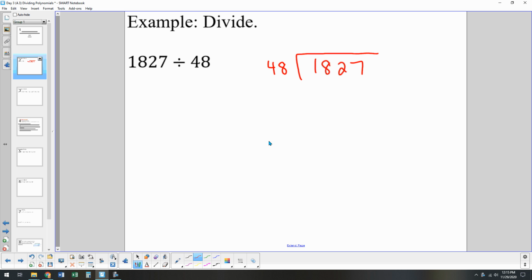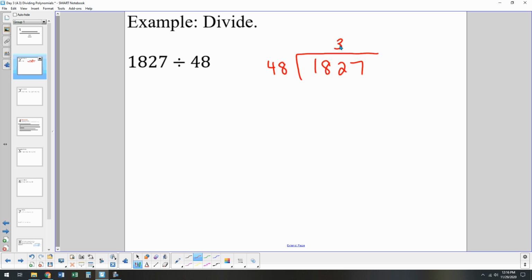So what we're looking for is how many times 48 goes into 1. That's none. How many times 48 goes into 18? Also none. So now I go 48 into 182. So this is about 50. So I'm going to estimate how many times does 50 go into 182, and that would be about 3 times.